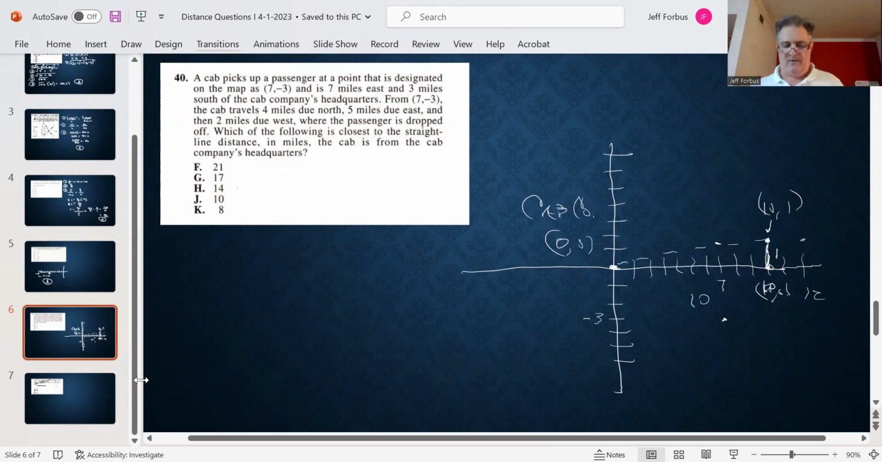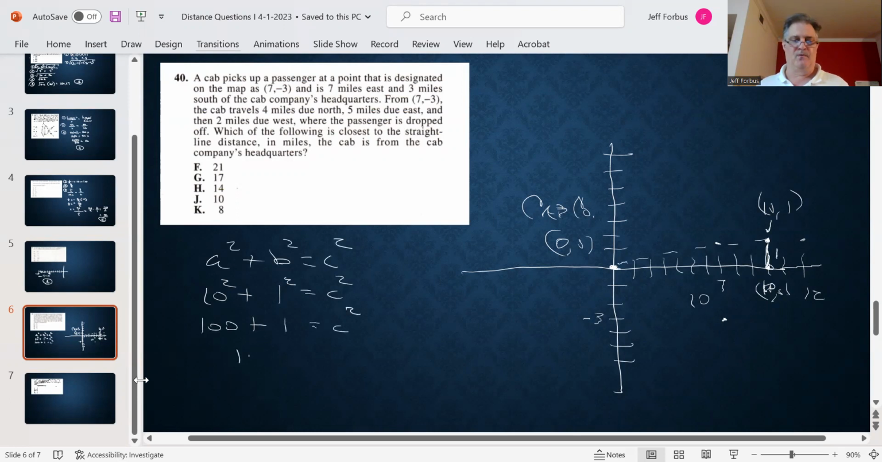So 10 and 1. Now we can use Pythagorean's theorem to get the hypotenuse of our triangle. So a squared plus b squared is equal to c squared. 10 squared plus 1 squared is equal to c squared. So 10 squared is 100, 1 squared is 1, and that's equal to c squared. So 101 is equal to c squared. Now we're going to take the square root of both sides. So 101, when you take the square root of it, is about 10.04.